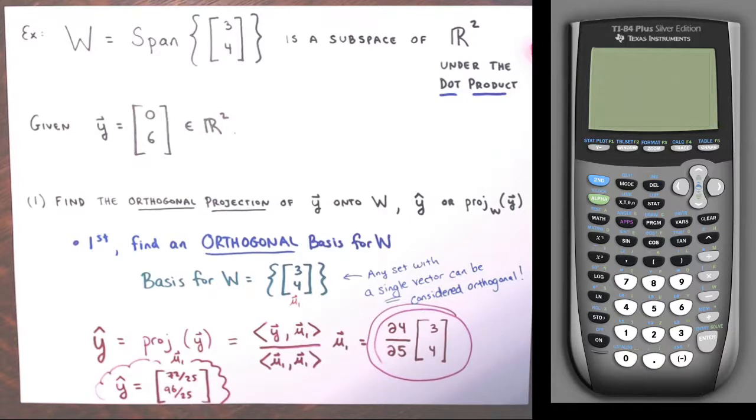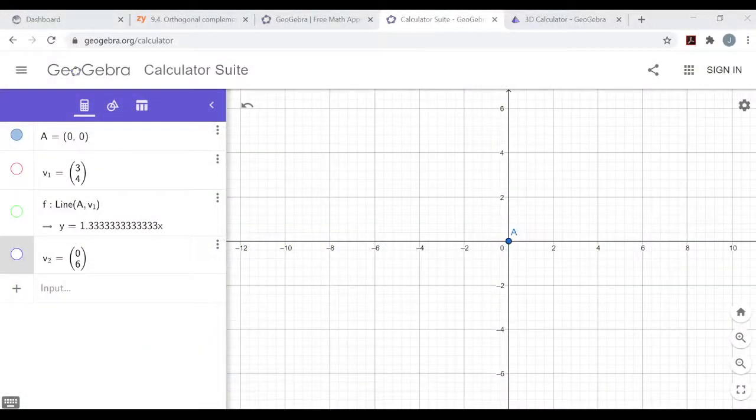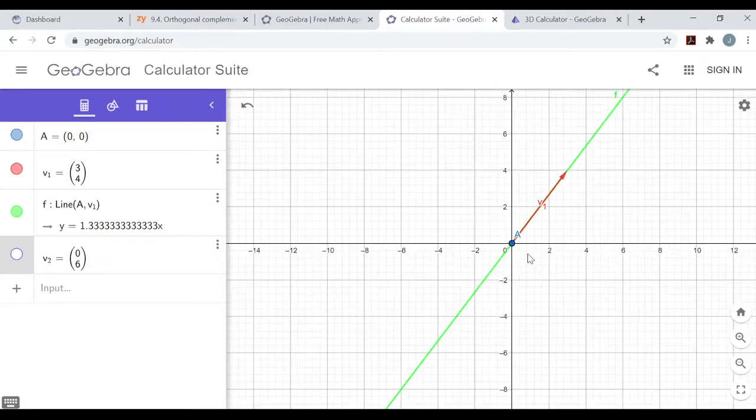Now let's take a look at a picture of this. I'm going to my GeoGebra, geogebra.org, their 2D calculator this time. Remember the subspace was the span of the vector 3, 4. Here's the vector 3, 4. And the span of the vector 3, 4 was this green line here, all scalar multiples of 3, 4.